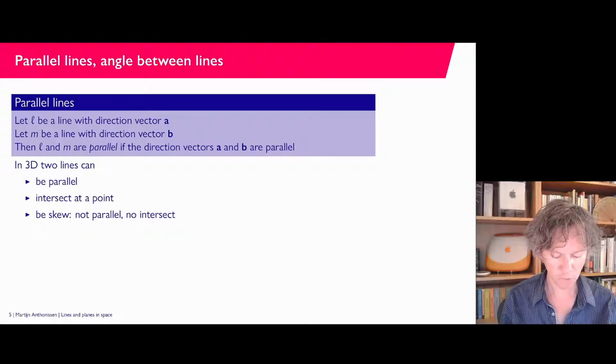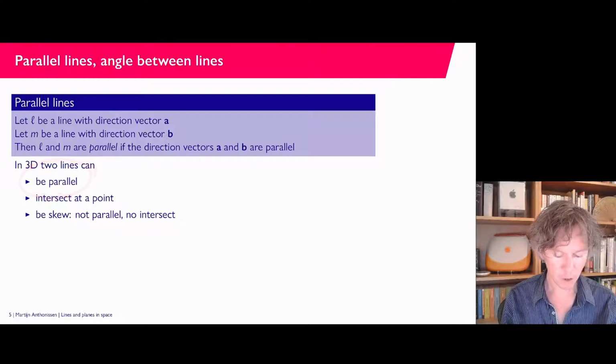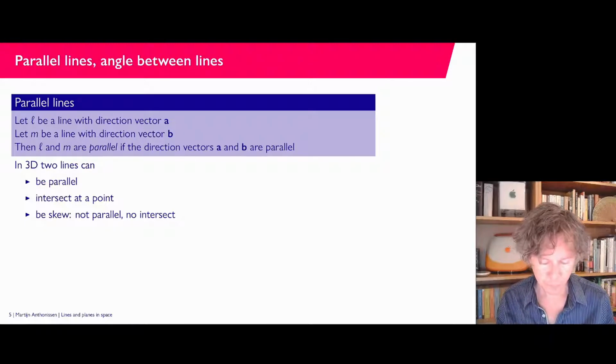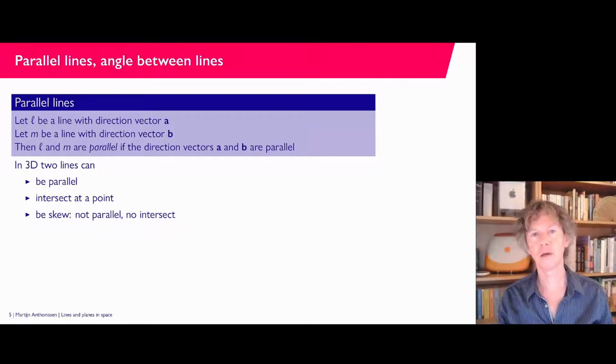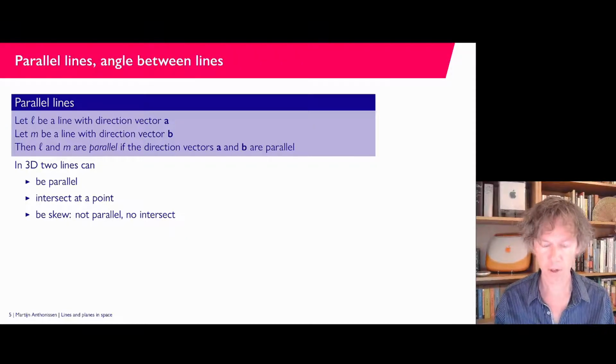And this is what I said before. In 3D, you can have lines that are parallel. You can have lines that intersect. If they intersect, it means there is one plane going through them. And they can be skew. Skew means that they are not parallel and they do not intersect. So that's a new situation that can also happen that you do not have in 2D.